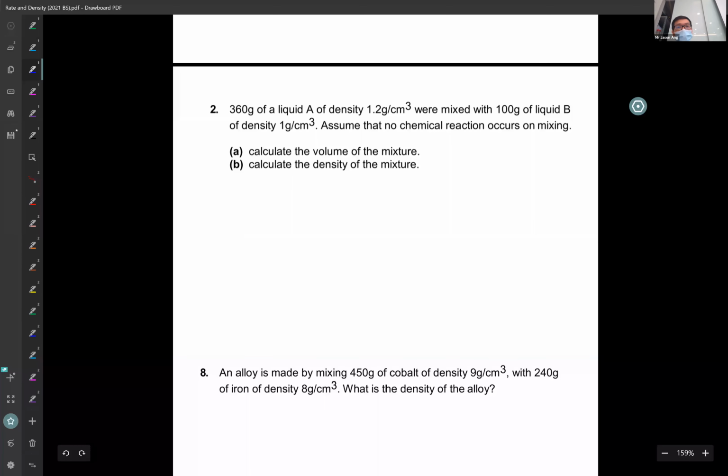Okay, take a look at the first one. So there's liquid A and then there's liquid B. What I normally want to do is write out all I know about A and write out all that I know about B.